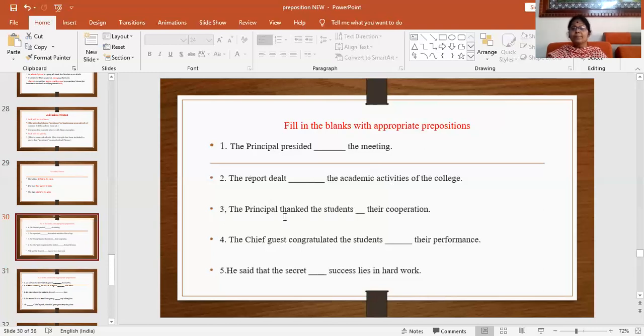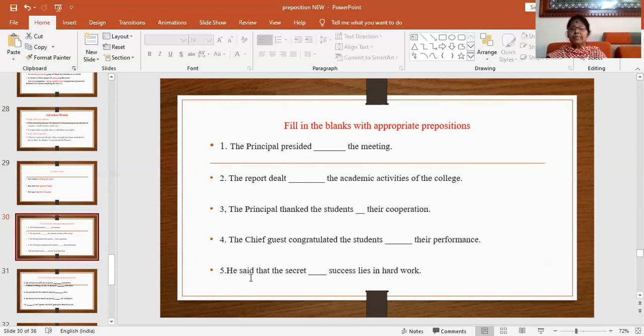Then the third one, the principal thanked the students dash their cooperation. Thank the students. Which preposition should come here? For their cooperation, right? The chief guest congratulated the students dash their performance. The preposition that we have to use here is on their performance. Now here I'll give you a tip that congratulate will always take the preposition on, right?